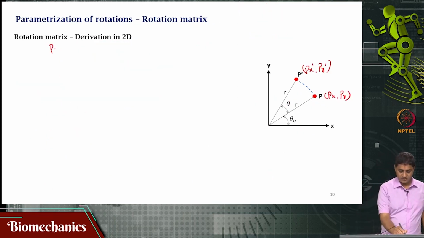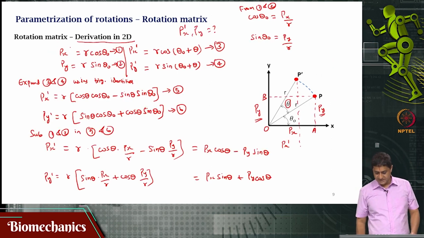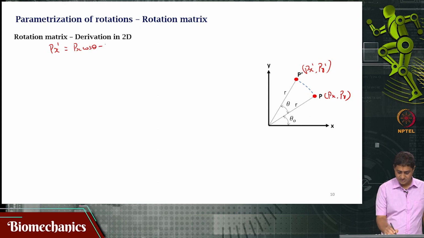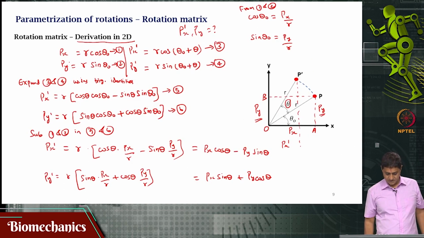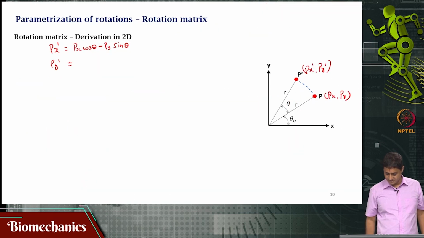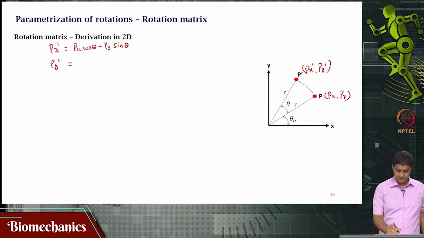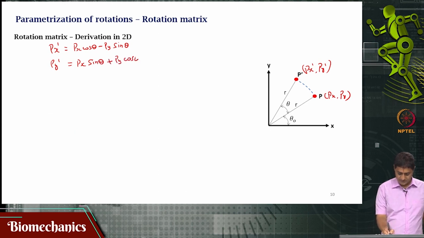Now, let us write out what we got for Px dash. Px dash is Px cos theta minus Py sin theta. Py dash is Px sin theta plus Py cos theta.